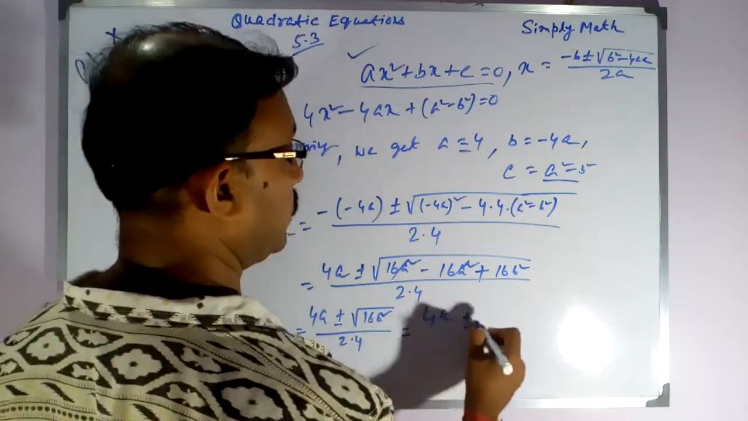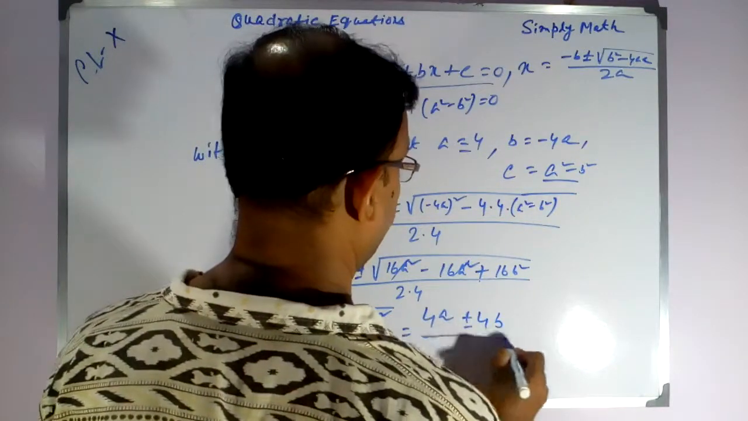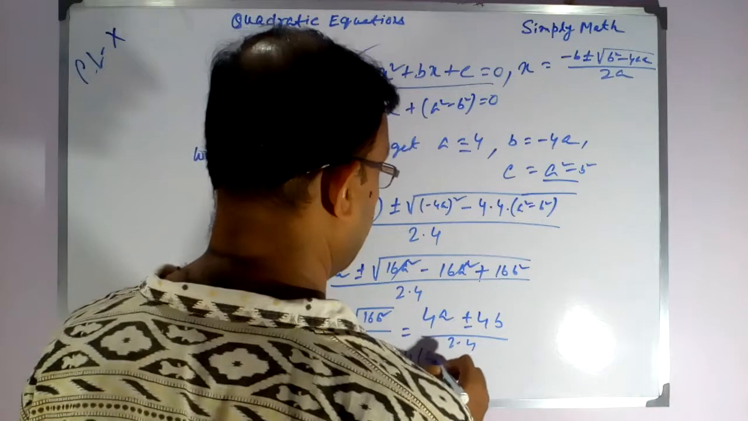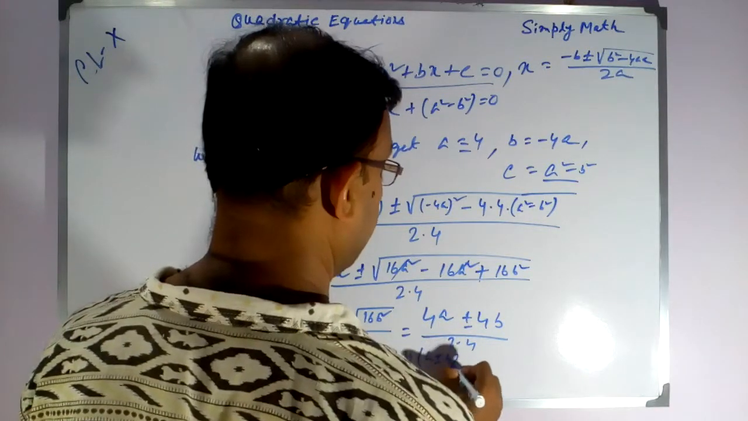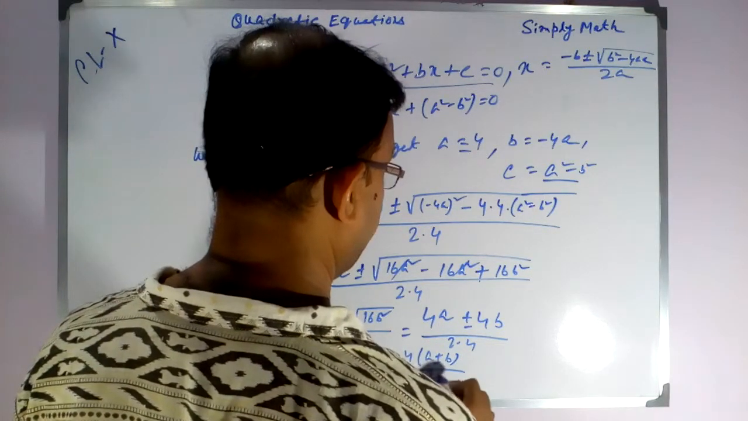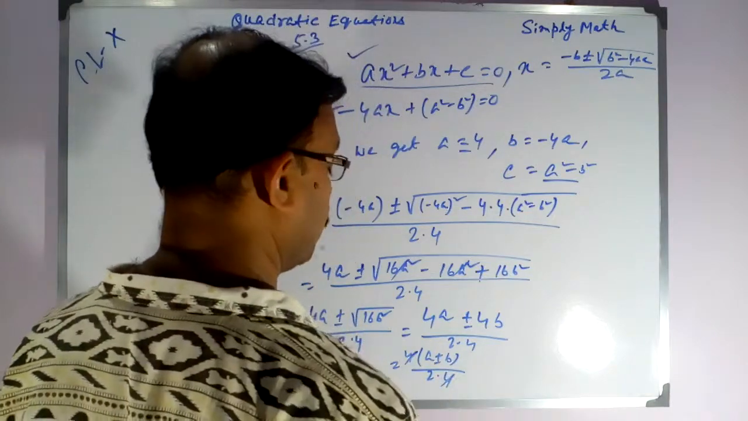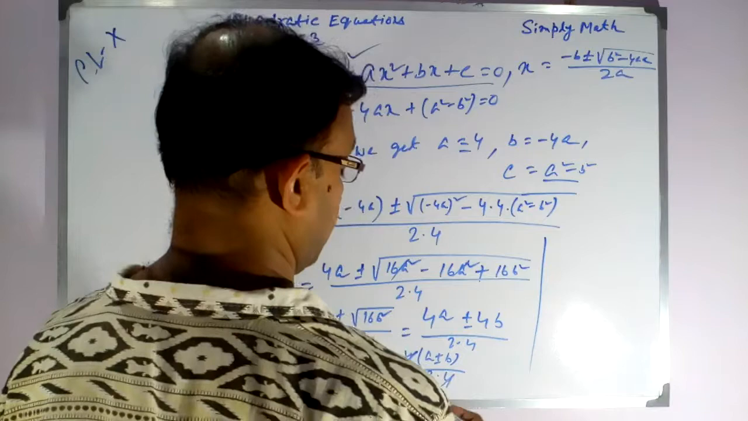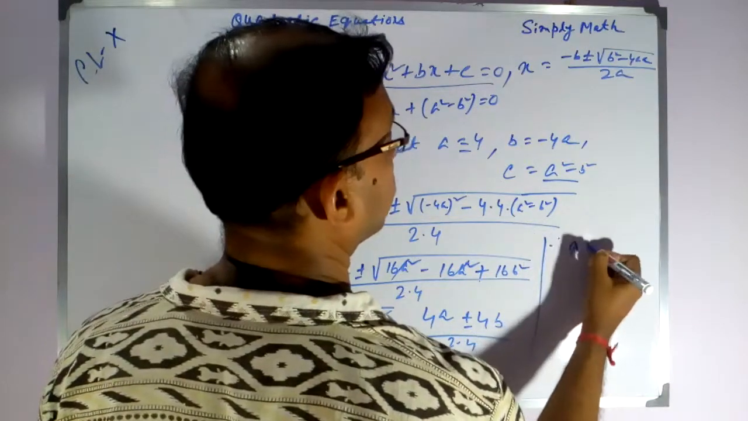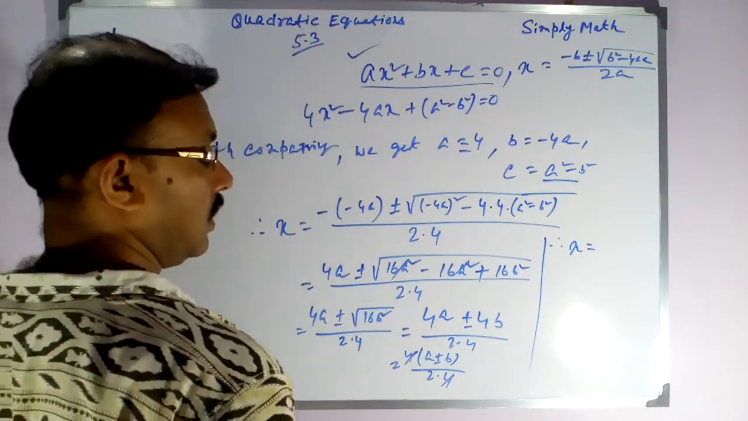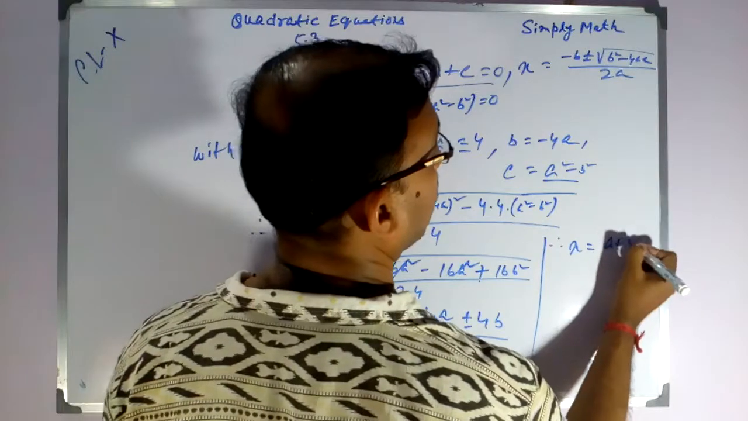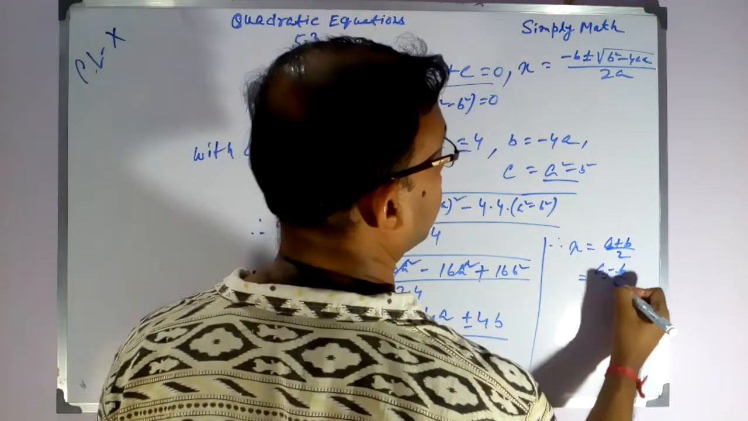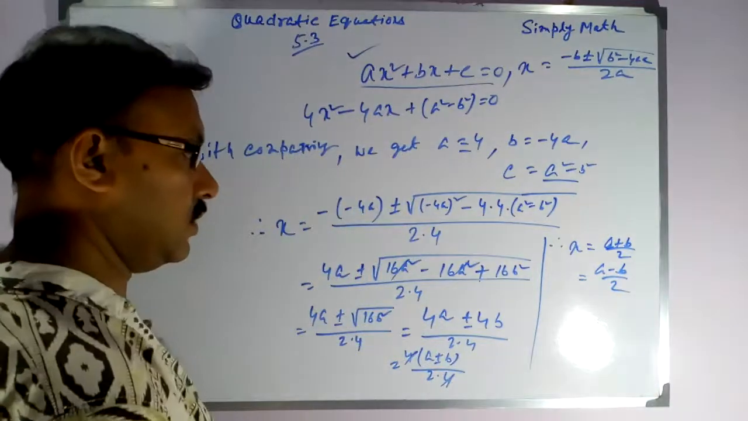এটা কি হবে 4b হয়ে যাবে 4b, 2 into 4, 4 কমন নিলে a plus minus b by 2 into 4, 4 কেটে গেল. Therefore, x is equal to a plus b by 2, and another solution is x is equal to a minus b by 2.